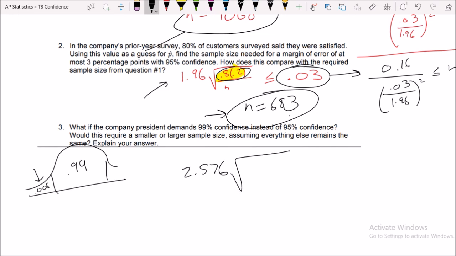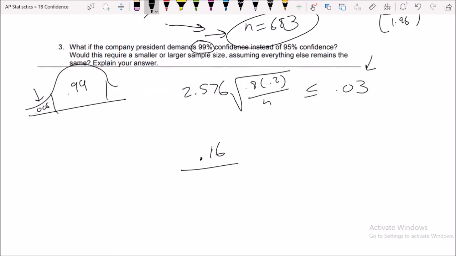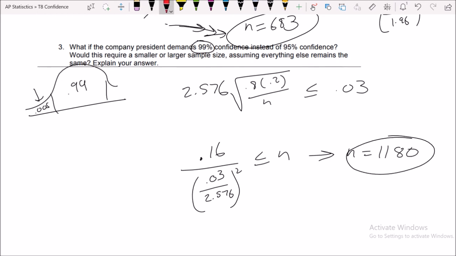Let's consider how the rest of this equation changes. Well, it really doesn't. So we still get 0.8 times 0.2 over n, less than or equal to 0.03. Why don't we actually solve this out and see what it comes out to? We get 0.16 over the quantity 0.03 over 2.576, squared, less than or equal to n. And when we type that in, we get a decimal that when rounded up is 1,180. In order to keep our margin of error at 0.03, because we can't change that, we would have to get a larger sample size.